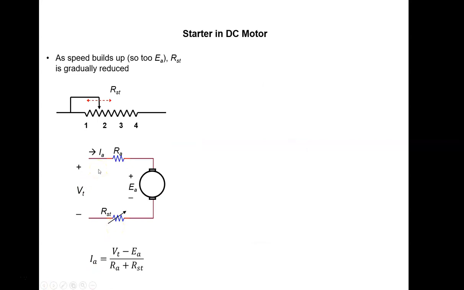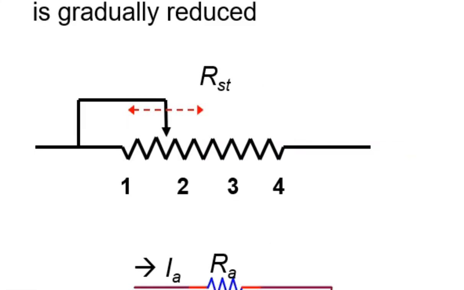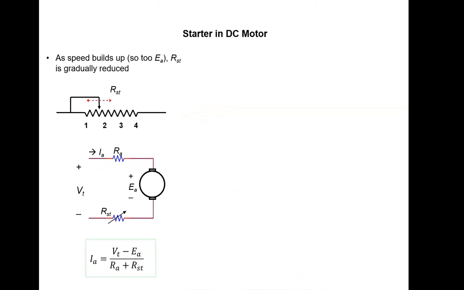Let us look at how the starter works. This is the starter resistance. It has a wiper with 4 positions: 1, 2, 3 and 4. In position 1, the starter resistance RST is going to be maximum. As the wiper moves to positions 2 and 3, the value of the starter resistance reduces. When the wiper is at position 4, the value of the starter resistance is 0. We know that the armature current is given by VT minus EA over the total resistance, which is the sum of the armature winding resistance and the starter resistance RST.